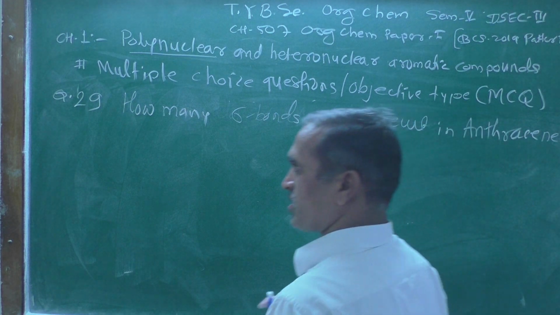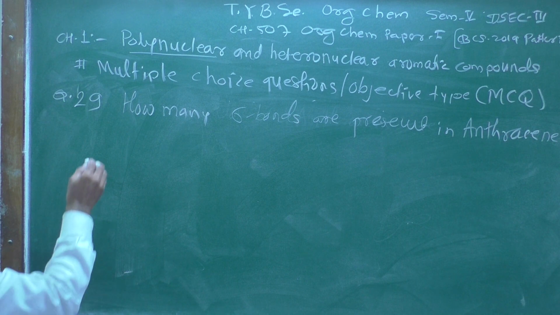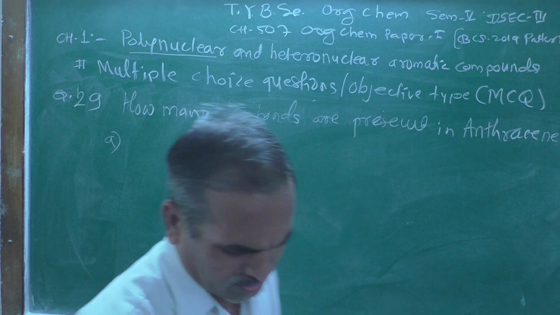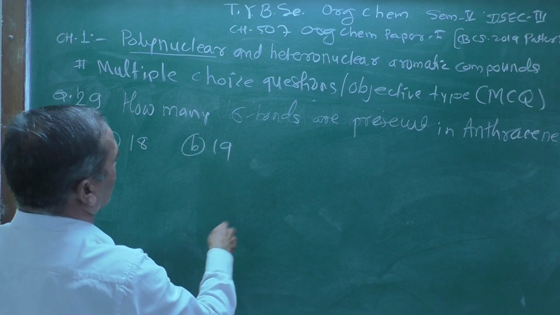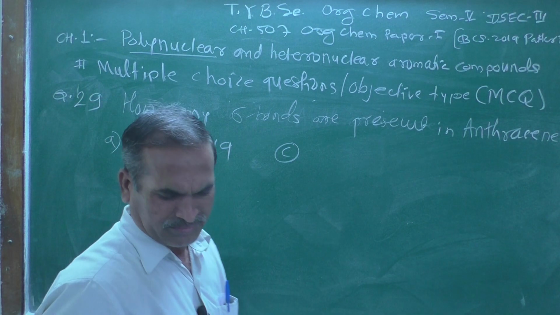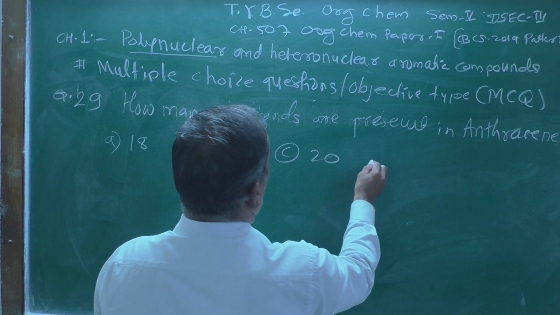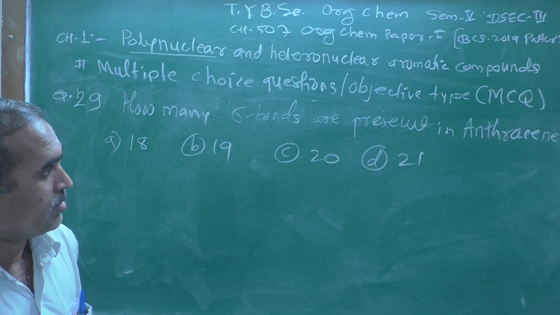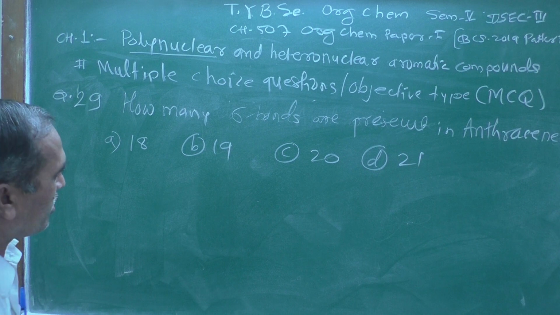How many sigma bonds are present in anthracene? So let us see. The options are as follows. A is 18, B 19, C would be 20, and D 21. What do you think, which will be the correct answer? How many sigma bonds are present in anthracene?